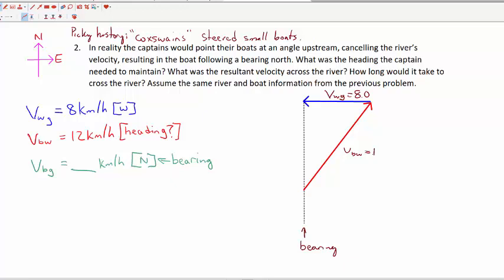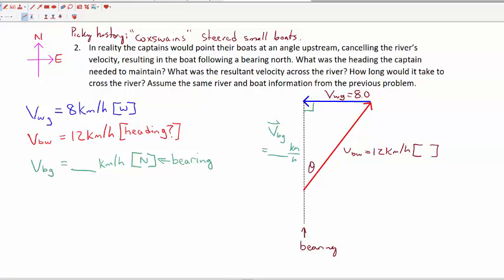So the velocity of this side of the triangle is 12 kilometers an hour, but the direction we don't know. This is the heading. We need to figure out how many degrees north, so many degrees east this is going to be. And you'll note that our resulting velocity right here, relative to the shore, is going to be slower than it would be in still water because we're fighting the current a little bit. So I don't know how big this is in kilometers per hour, but I do know that it is north.